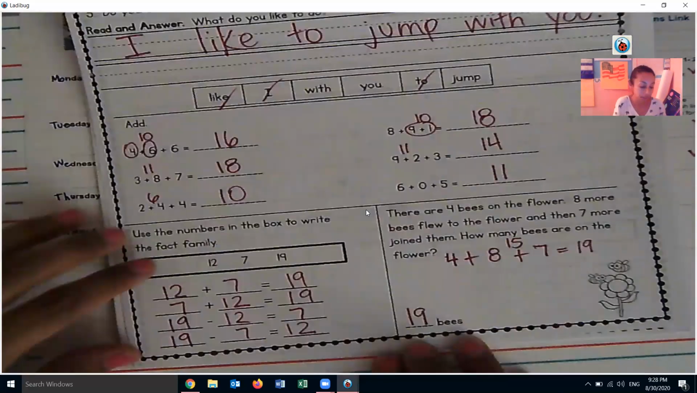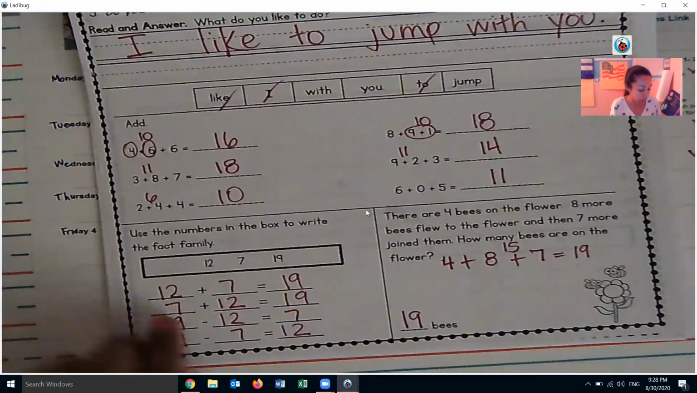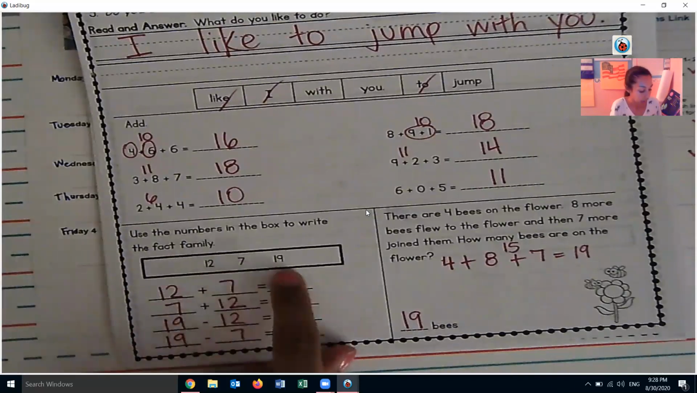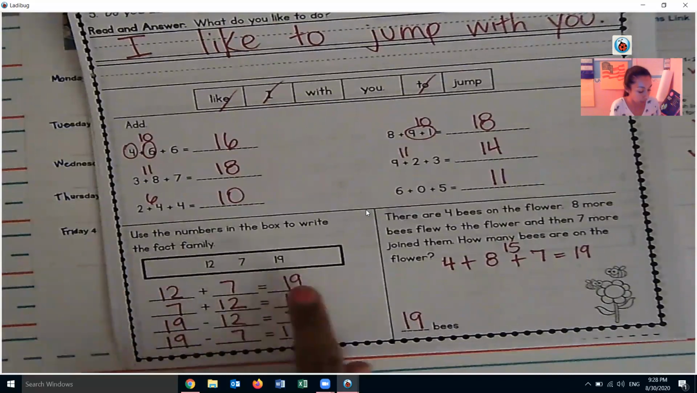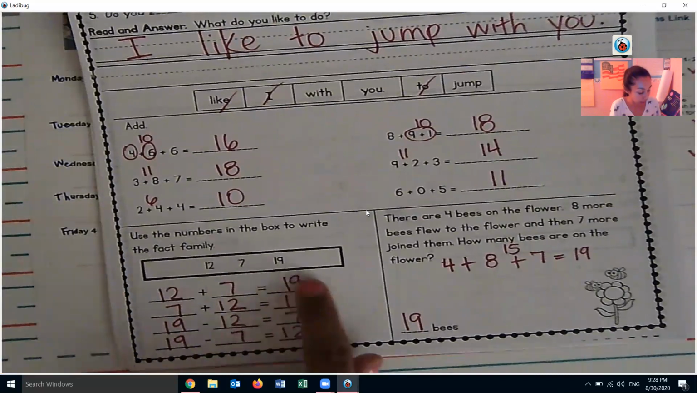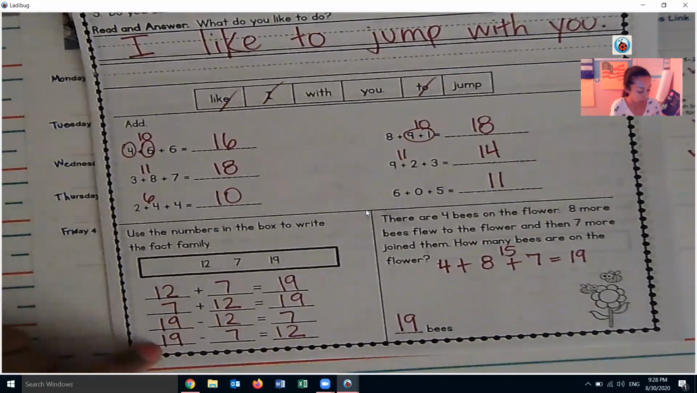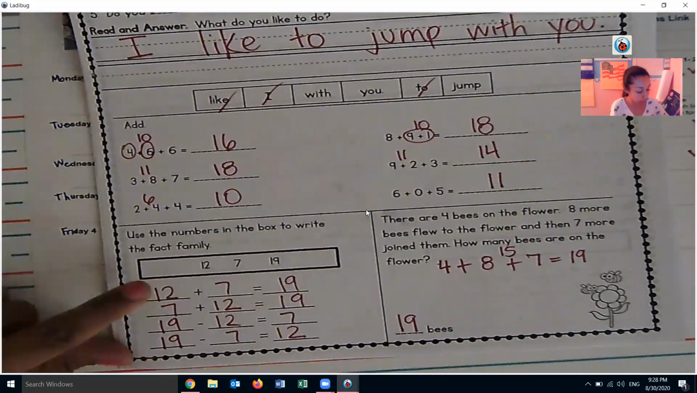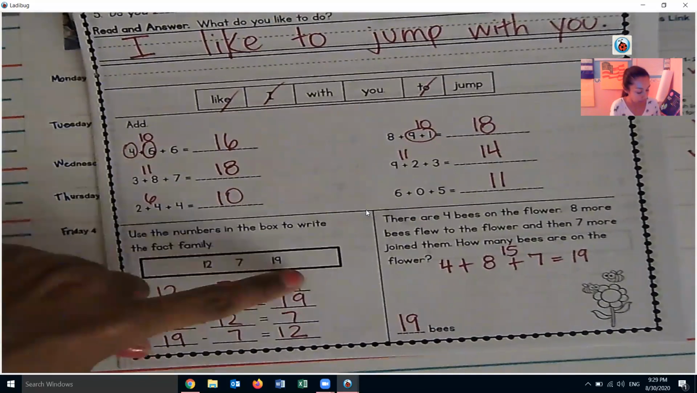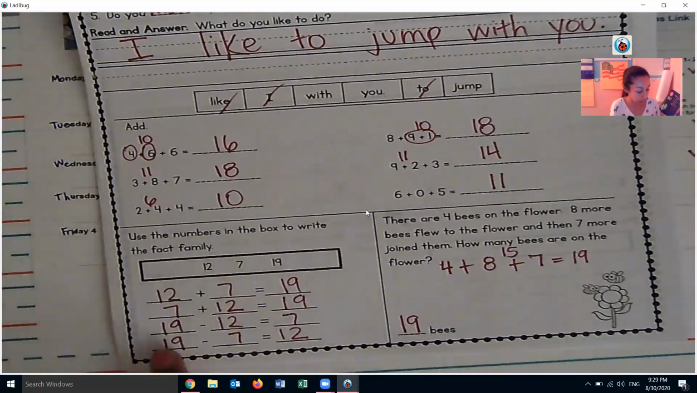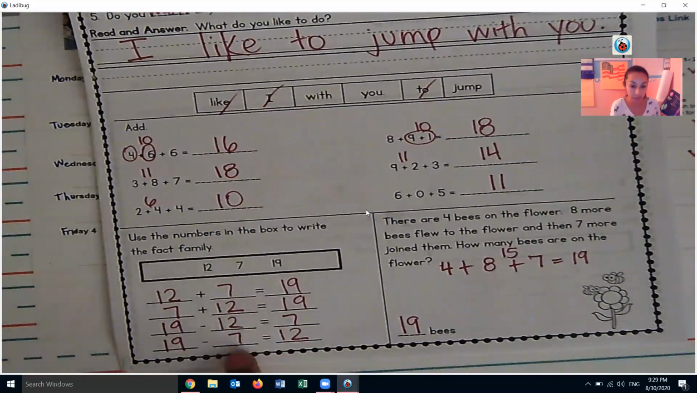For our fact families, we are looking at the numbers 12, 7, and 19. For addition problems, the big number goes last, 19. For subtraction, it goes first, 19. And then here we're going to flip-flop. 12 plus 7 is 19, and 7 plus 12 is 19. And then here we're going to flip-flop. 19 minus 12 is 7. 19 minus 7 is 12.